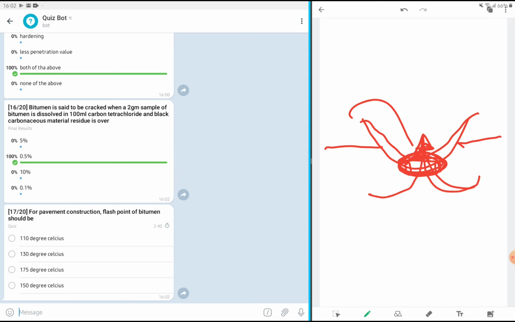Okay, so question number 17 is here. For pavement construction, the flash point of bitumen should be, okay, it is a standard question, the standard value is the answer, 175 degrees Celsius. Let's try to tick it.